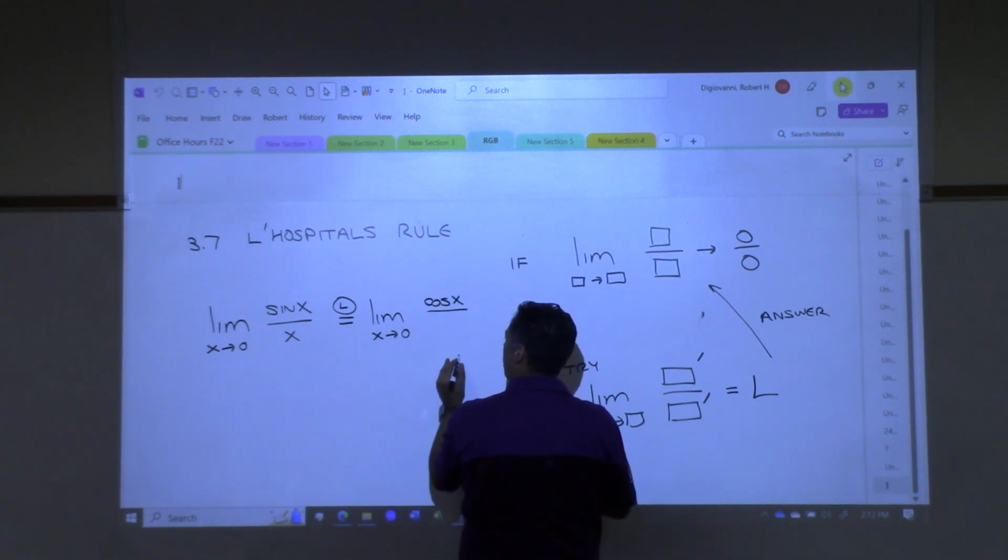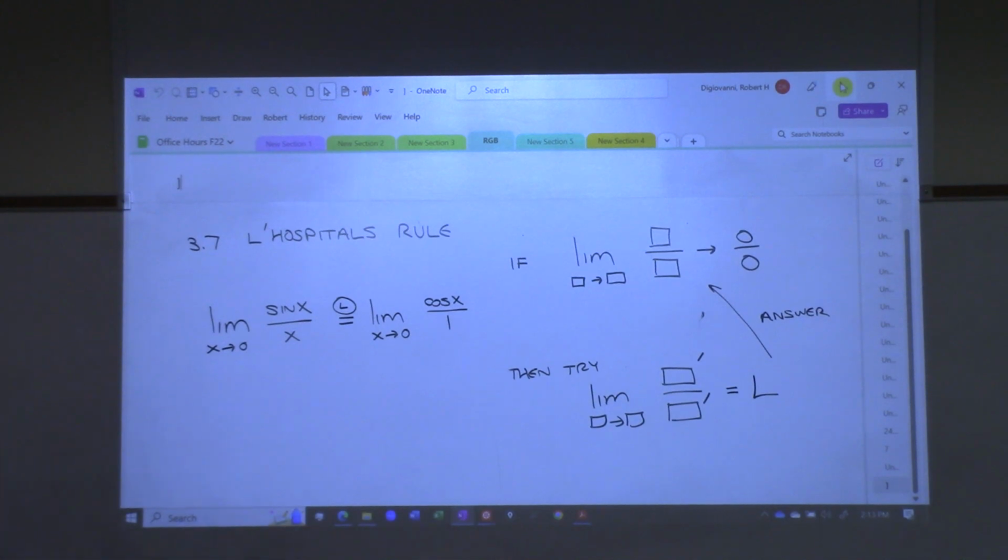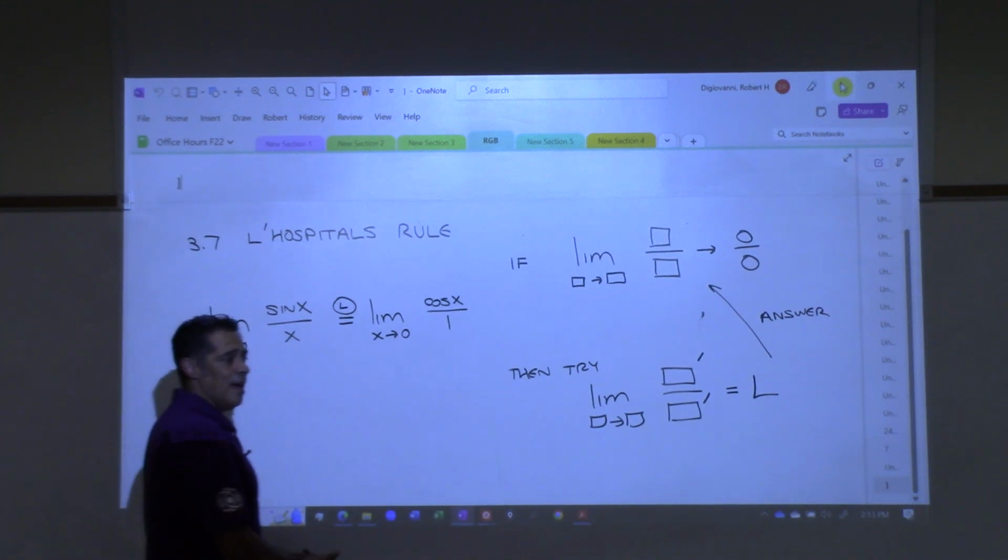What's the derivative of the bottom? 1. Do you see that I did not do the quotient rule there? L'Hopital's rule does not say do the quotient rule. L'Hopital's rule says do the derivative of the top and bottom separately. And now try the limit again.